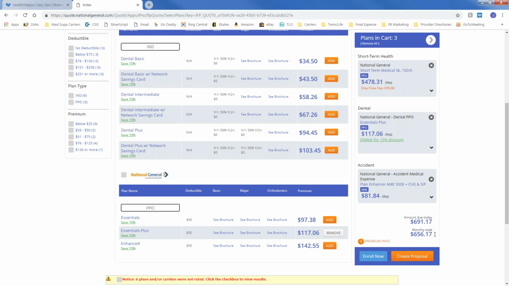It's literally that simple. So then when it's time to enroll, you would click the Enroll Now button and then just follow through with the application. They take Visa, MasterCard, and then banking. Now, I'm going to pause for a second, and I'm going to bring up the provider directory to show you how to find doctors.